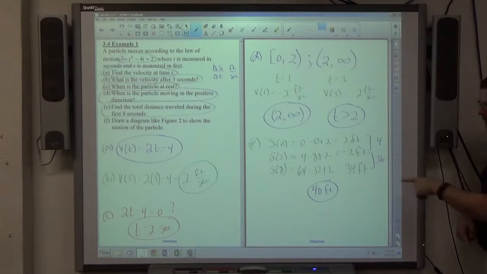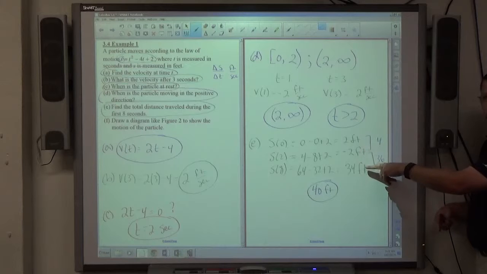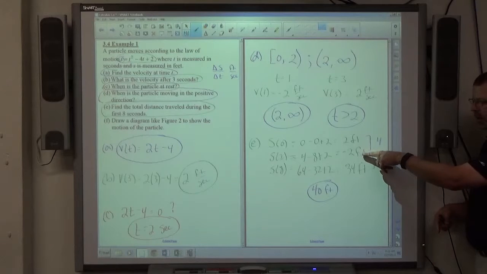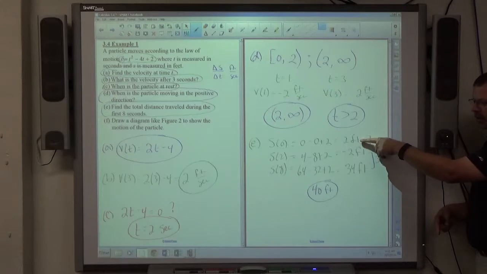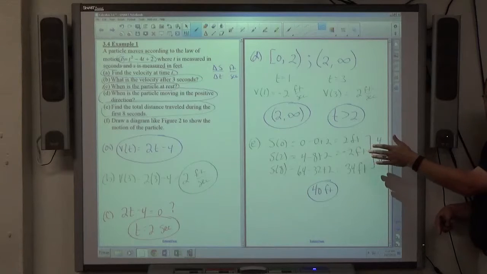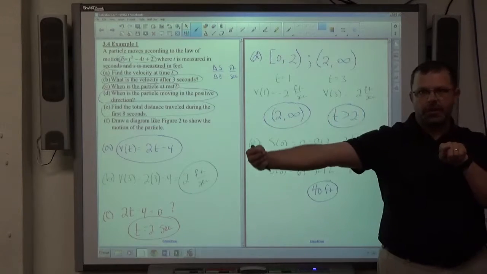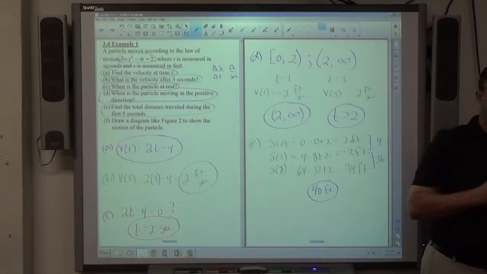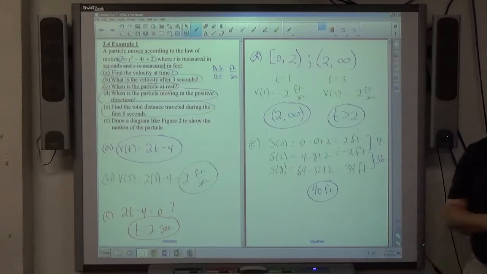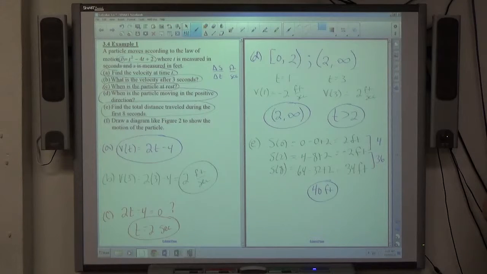The displacement would be 32 feet. Started at 2, ended at 34, that's 32 feet displacement. But again, I traveled 4 feet this way, then 36 feet back the other way, so a total of 40 feet has been traveled. Alright?